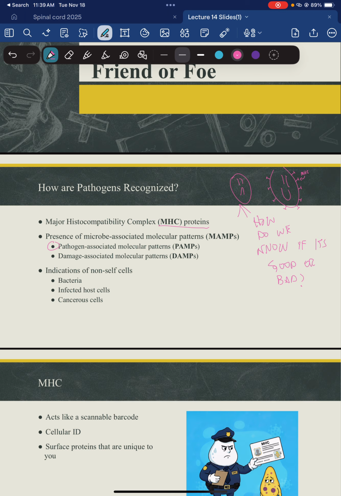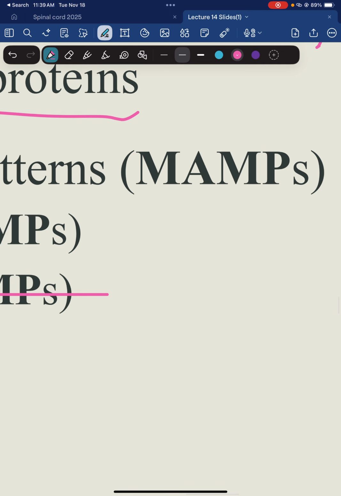And then we have DAMPs, so damage-associated. We may not even have time to talk about DAMPs, so we won't worry about that one in here. So this is just a different type of barcode that can exist, that we can also scan.